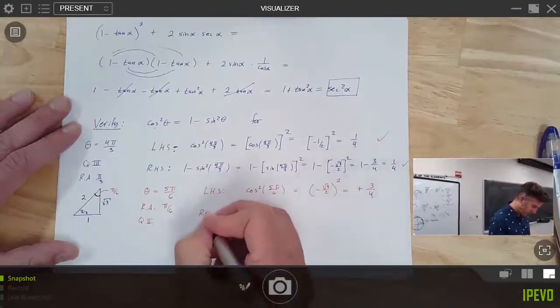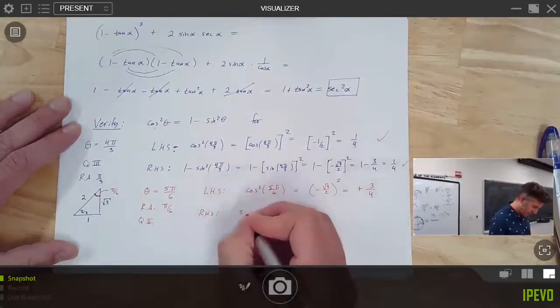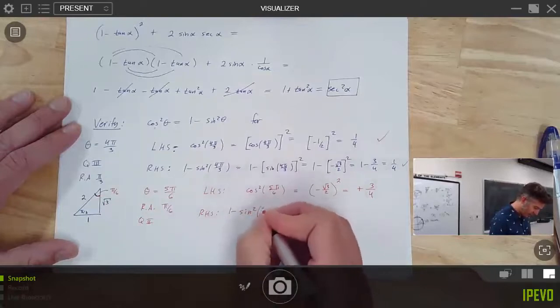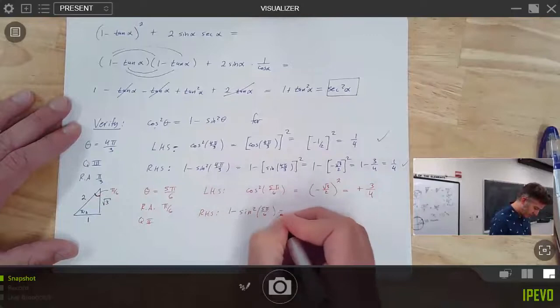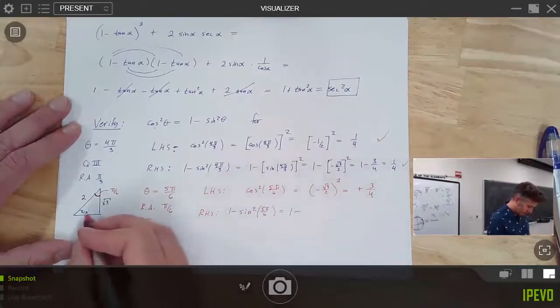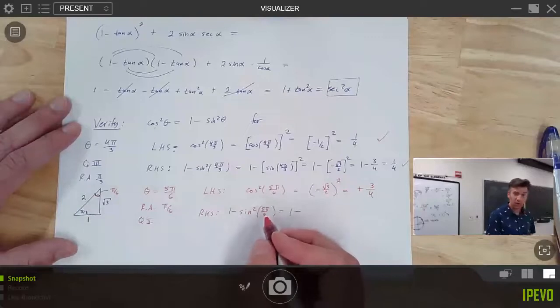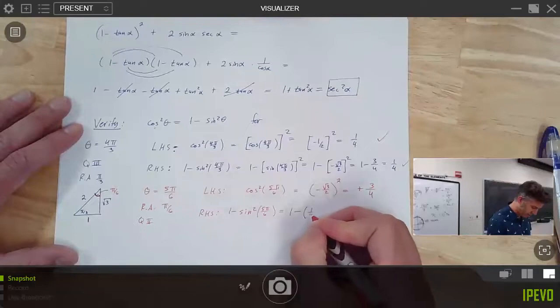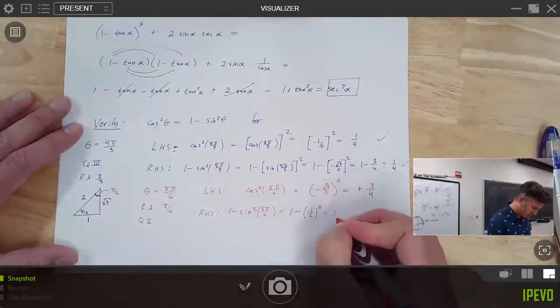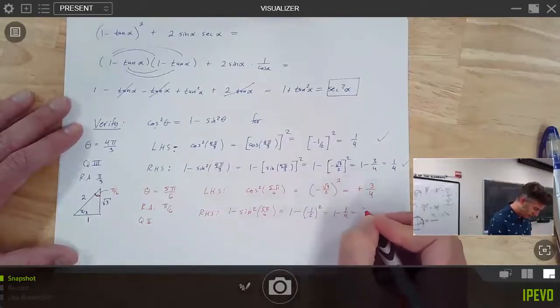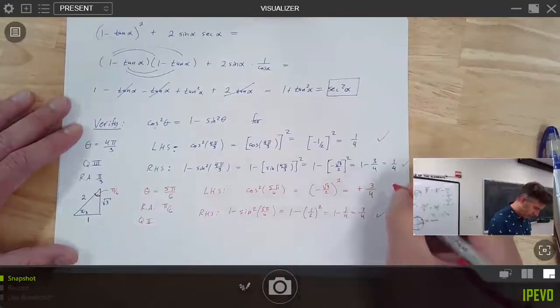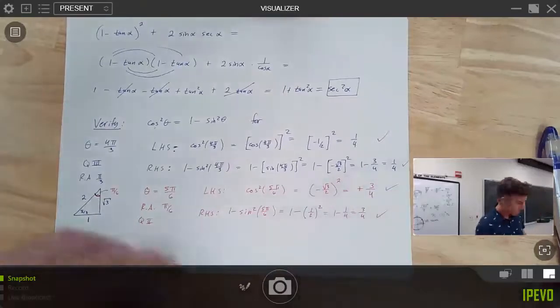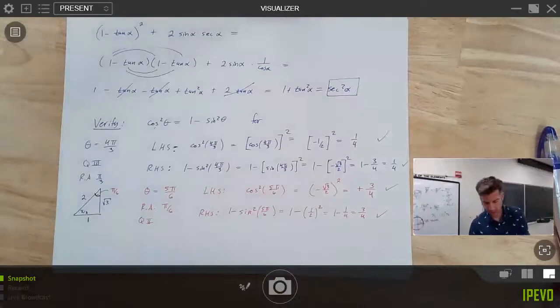The right-hand side is 1 minus sine squared of 5 pi over 6. Sine of pi over 6 is 1/2. Sine of 5 pi over 6, since we're in quadrant 2, is also positive 1/2. So it's 1 minus positive 1/2 squared. That's 1 minus 1/4, which is 3/4. Check. Great.